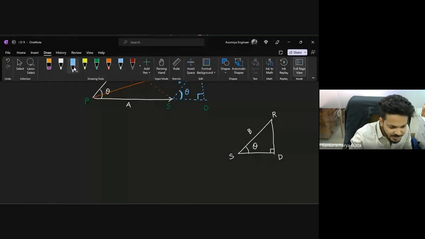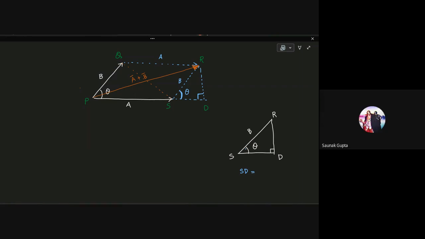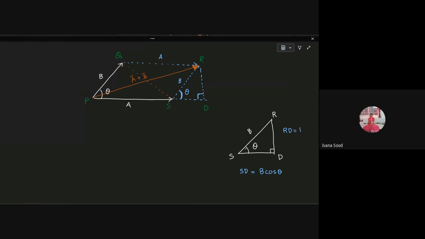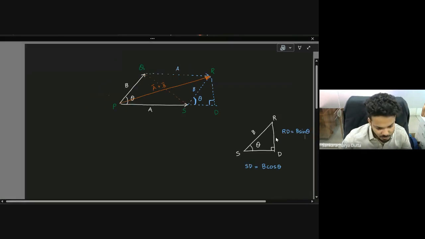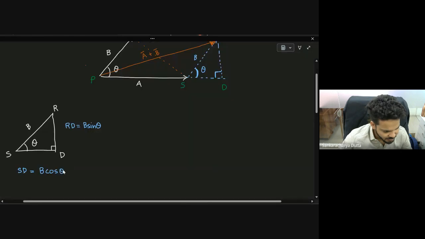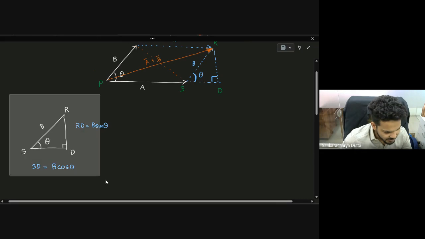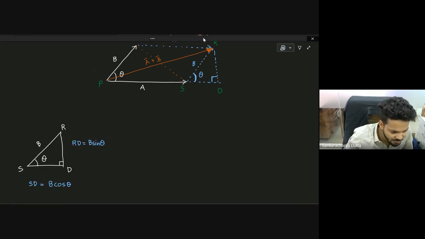Quickly, tell me what is SD. How much is SD? Cos theta. So SD is going to be B cos theta. What about RD? How much is RD? B sin theta. Please solve the triangles. If you are uncomfortable with whatever I'm discussing right here, you can also solve the triangle. But there's a reason I made you remember this. We're going to use it many times. So SD is B cos theta and RD is B sin theta.